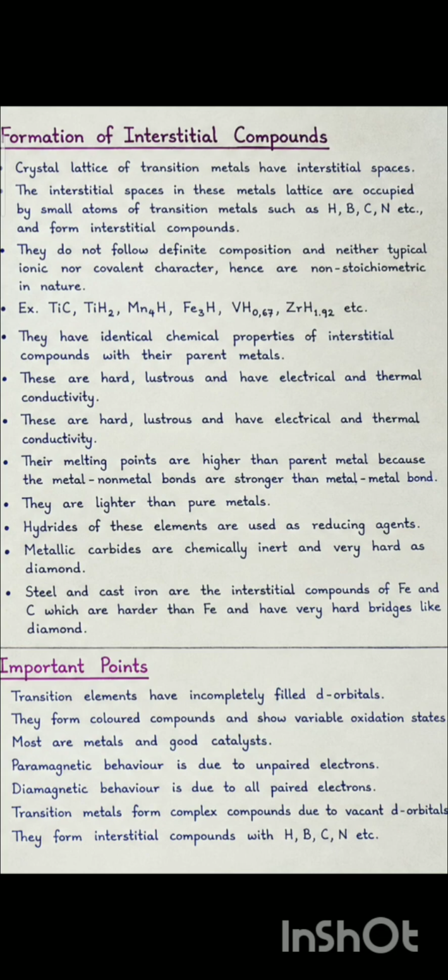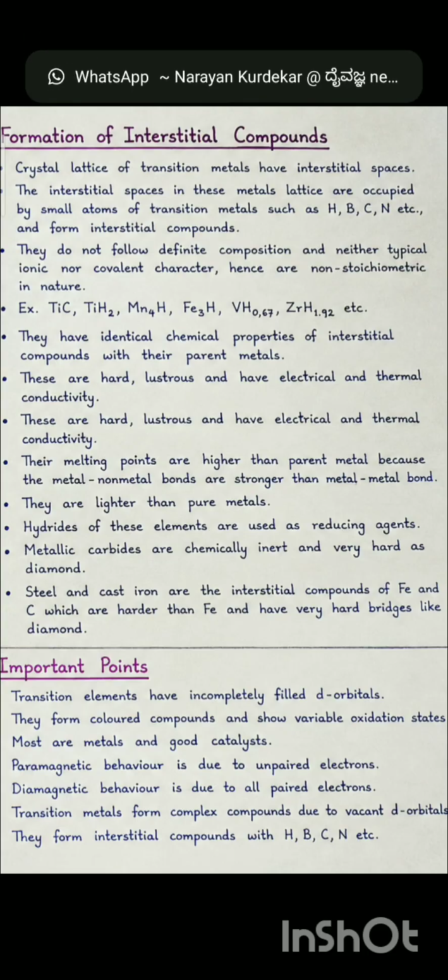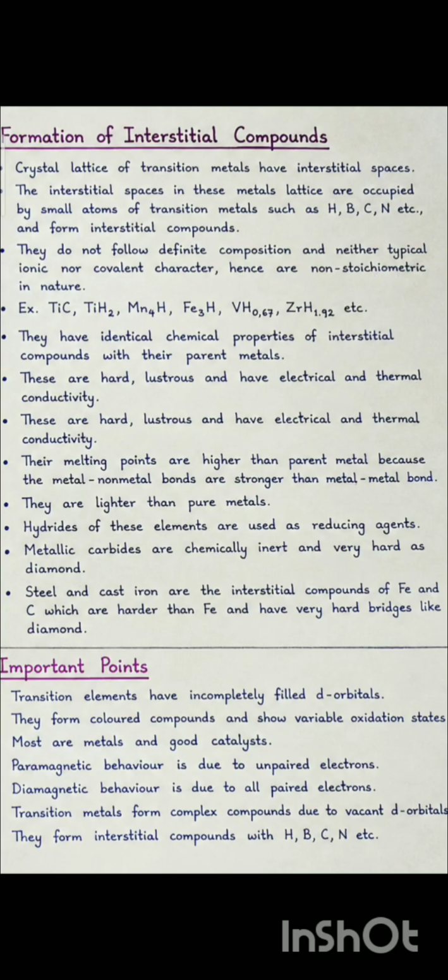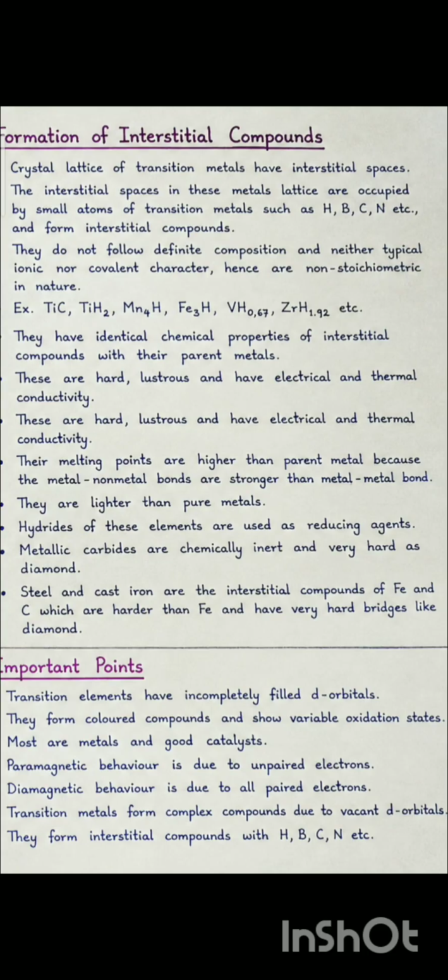Metallic carbides or metallic borides are chemically inert and very hard, as hard as diamond. Steel and cast iron are interstitial compounds of iron, which are harder than iron and have very hard bridges like diamond. Interstitial compounds have a high melting point.